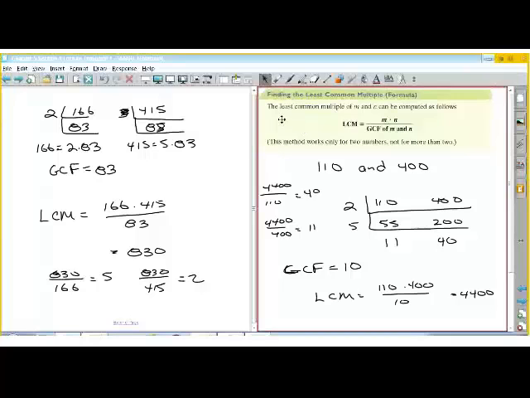So anyway, that's the last thing that you can do. Knowing one, you can always find the other.